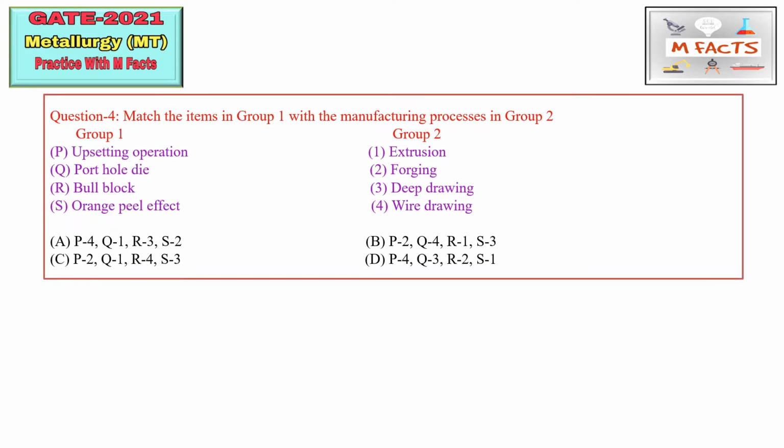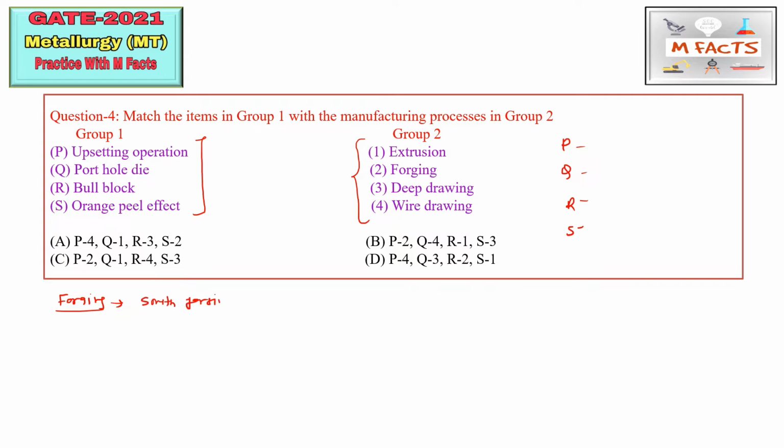So the next question is a matching type of question. Match the items in group first. These are the items given in group first, and we need to match them with the manufacturing processes. Group 2 basically contains the manufacturing processes. For matching type questions, I told you please write down P, Q, R, S, and then try to find out one by one. So P is the upsetting operation. What is the upsetting operation? It is basically a type of operation which is used in forging processes.